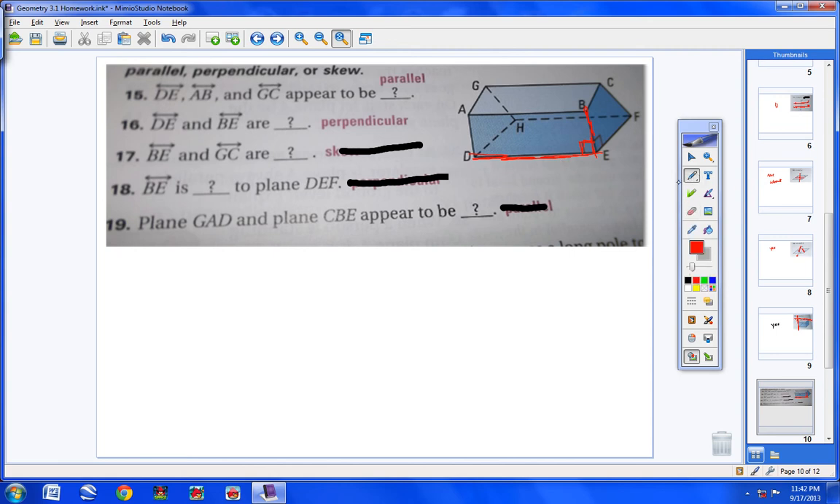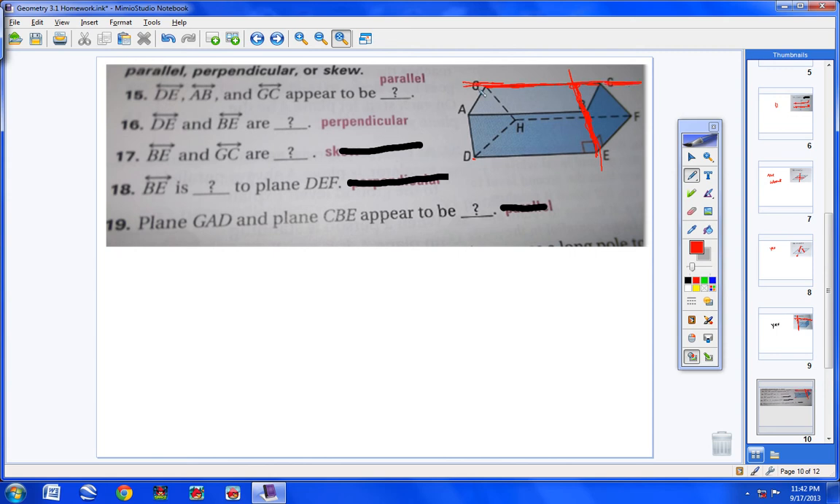Okay, number 17, BE and GC. Now, let's see what we got here. BE and GC. Here's BE, and here's GC. Now, look at this, this is like the front of a box, like a pencil. It's going straight up and down. It's not going to hit this line back here. And this is a totally different plane back here. GC is running this way.